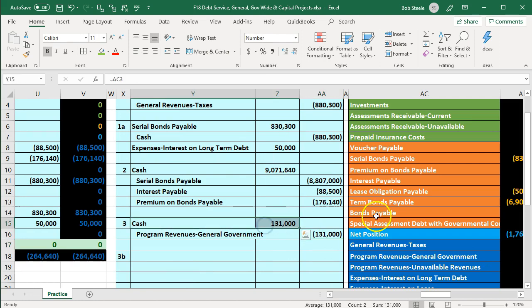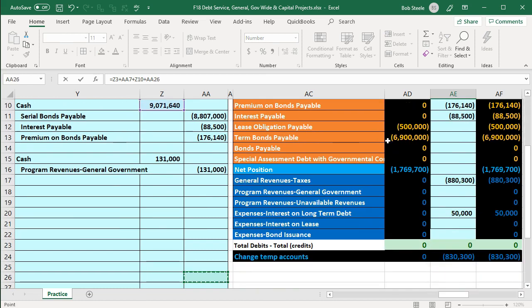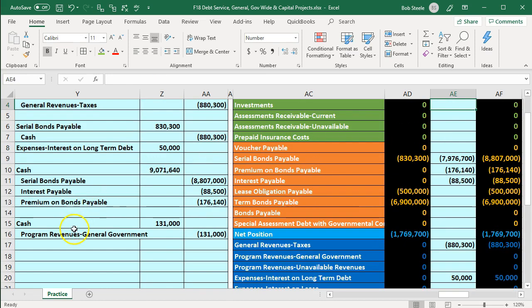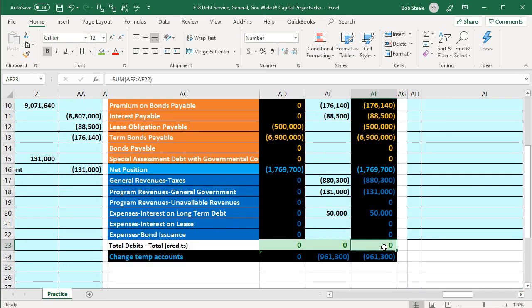Let's post this out. So we'll scroll up top to the cash. We are in AE3, where we will say F2 plus F2. Scroll back down and we'll pick up the debit. So that's going to be this amount. And then we have the program revenues in the general government. So here's the program revenues general government. We are in AE18 equals, and we'll pull up the credit. So there's the credit, and that puts us back in balance.